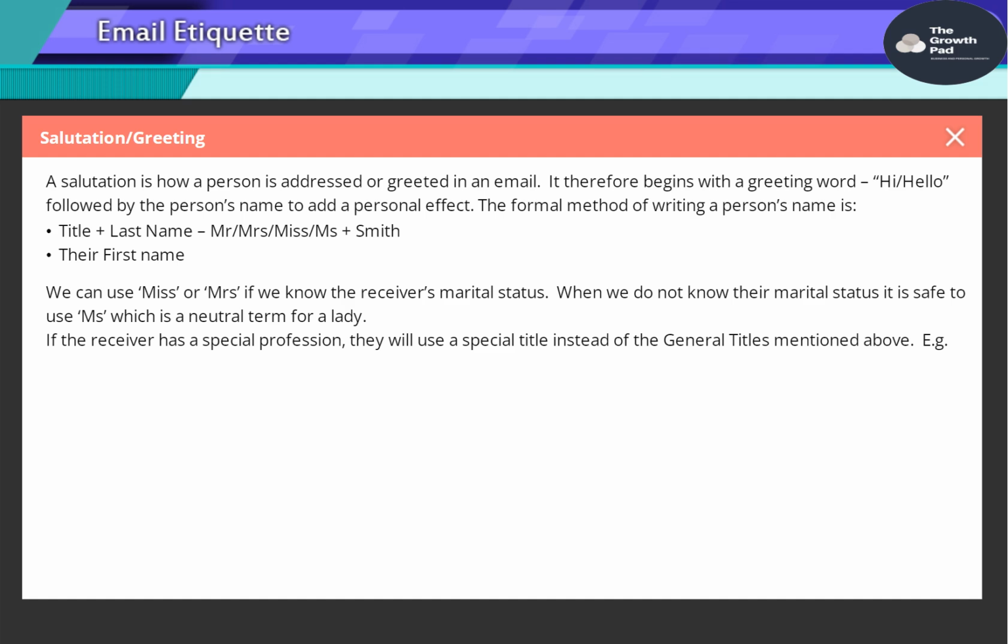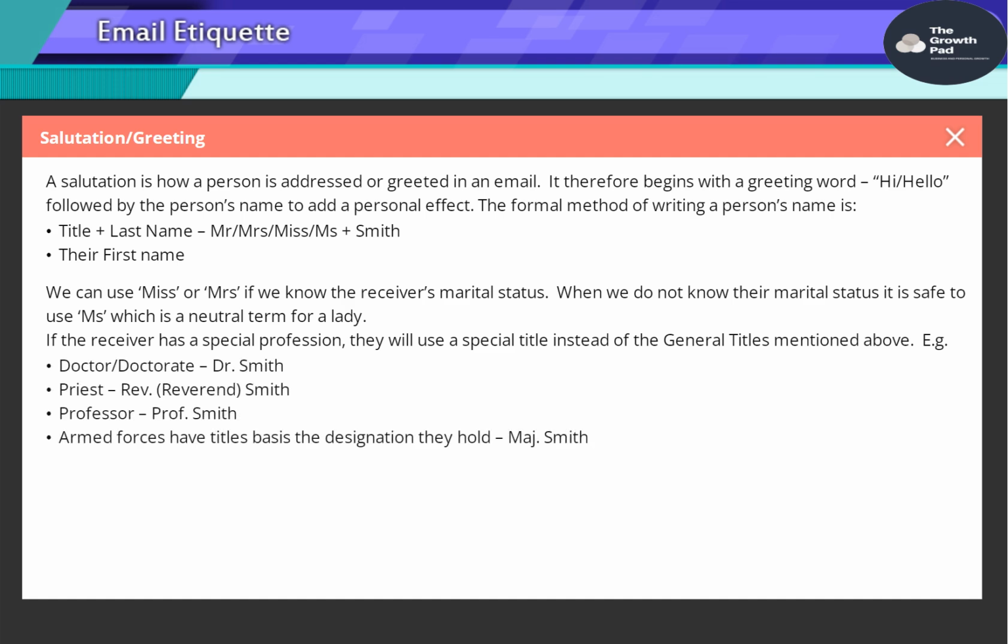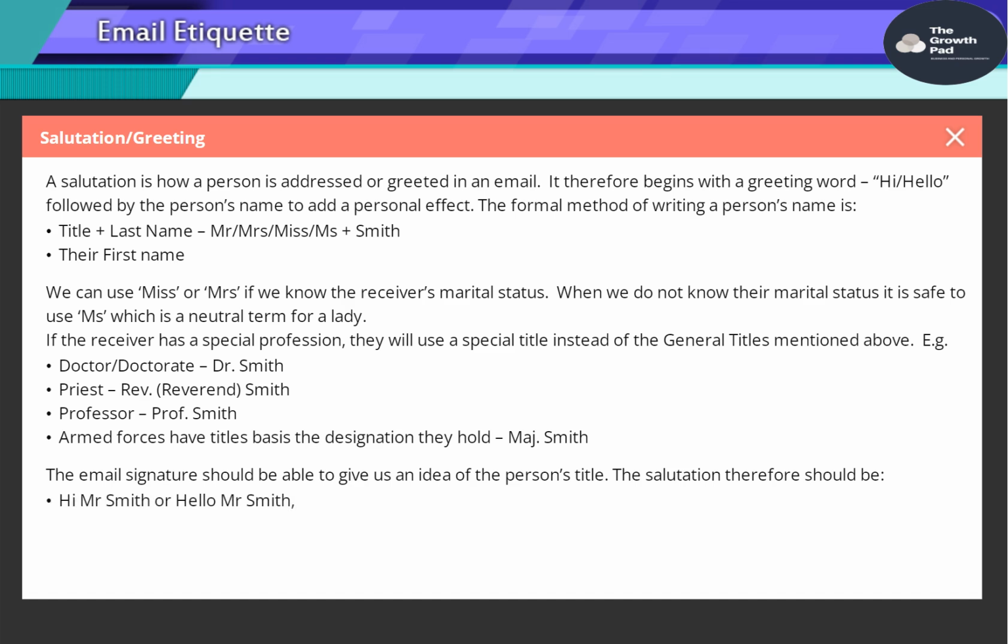If the receiver has a special profession, they will use a special title instead of the general titles mentioned above. For example, the email signature should be able to give us an idea of the person's title. The salutation therefore should be: first name can be used if we are familiar with the recipient.